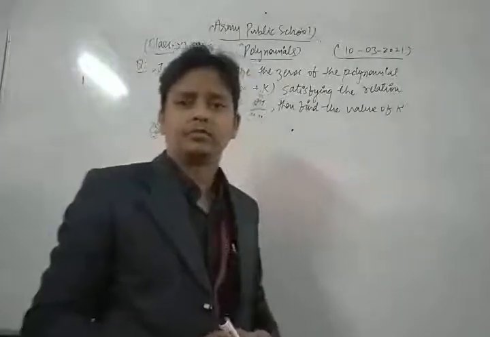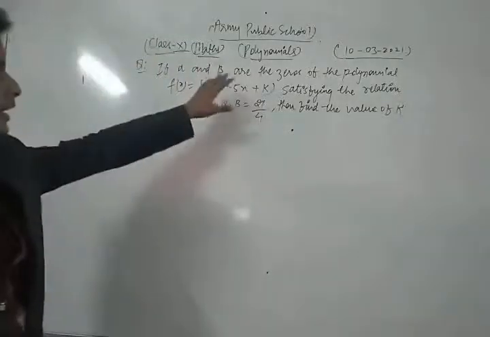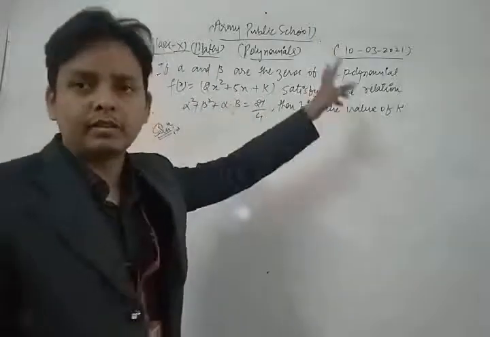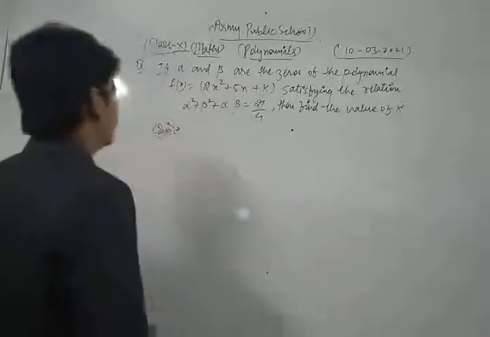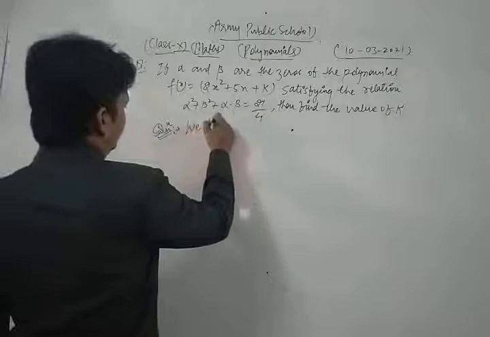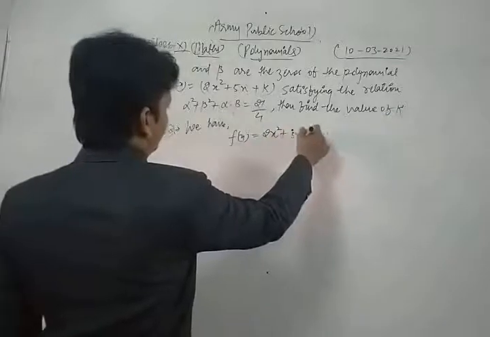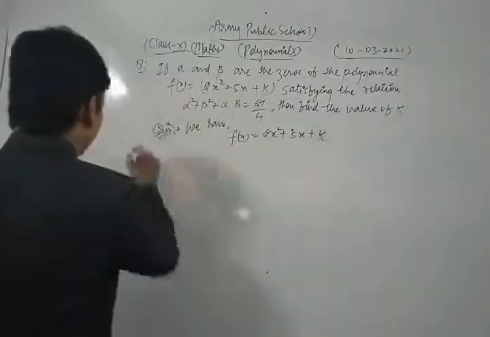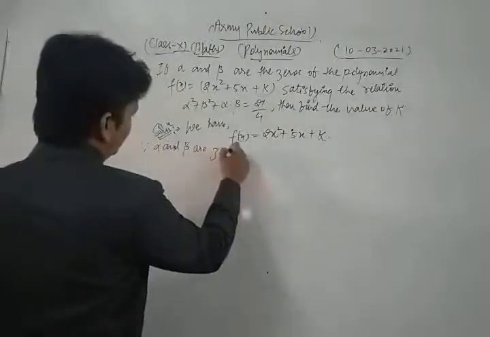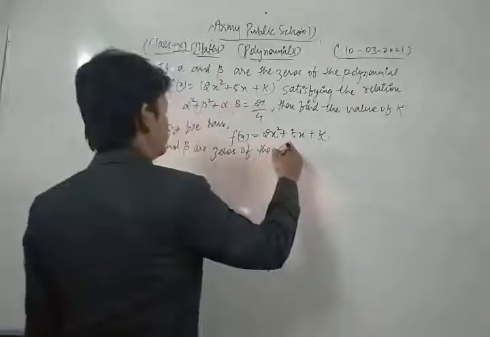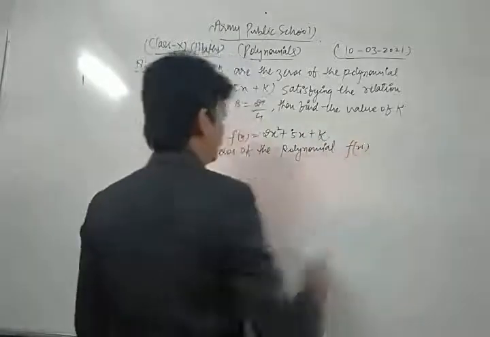Dear students, this is one of the most important questions of your polynomial syllabus. So let's see its solution. Here, alpha and beta are two zeros of the given quadratic polynomial, and they satisfy the given relation. Find the value of k. So first of all, we have a polynomial f of x is equal to 2x square plus 5x plus k. Since alpha and beta are zeros of the polynomial f of x.